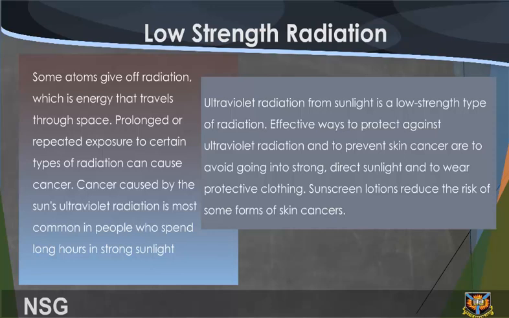Low-strength radiation. Some atoms give off radiation, which is energy that travels through space. Prolonged or repeated exposure to certain types of radiation can cause cancer. Cancer caused by the sun's ultraviolet radiation is most common in people who spend long hours in strong sunlight. Ultraviolet radiation from sunlight is a low-strength type of radiation.